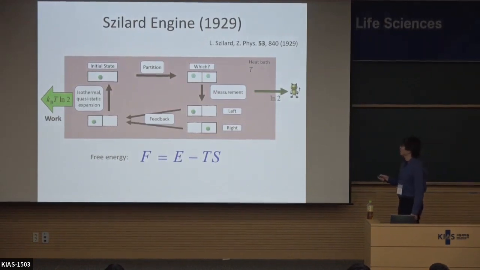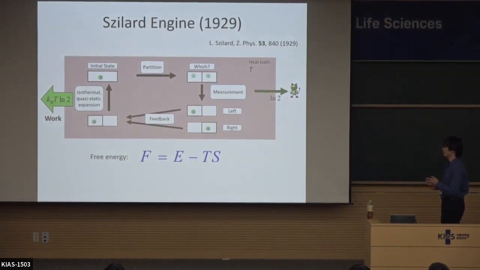So, okay, and then Maxwell's demon appears, and the demon performs a measurement of the position of the particle. For example, if the demon finds the particle in the left box, then after that measurement, the demon performs a feedback control. So if the demon finds the particle in the left box, then the demon does nothing. But if the demon finds the particle on the right side, then the demon moves this box to the leftmost side very slowly.